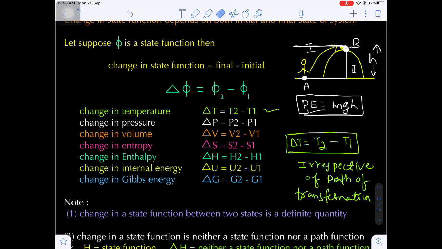delta V, V2 minus V1, delta S, S2 minus S1, delta H, H2 minus H1, delta U, U2 minus U1, delta G, G2 minus G1. What is delta T? Change in the temperature, delta P, change in the pressure, delta V, change in the volume, delta S, change in the entropy, delta H, change in the enthalpy, delta U, change in internal energy, and delta G, change in the Gibbs energy. Are you getting my point?